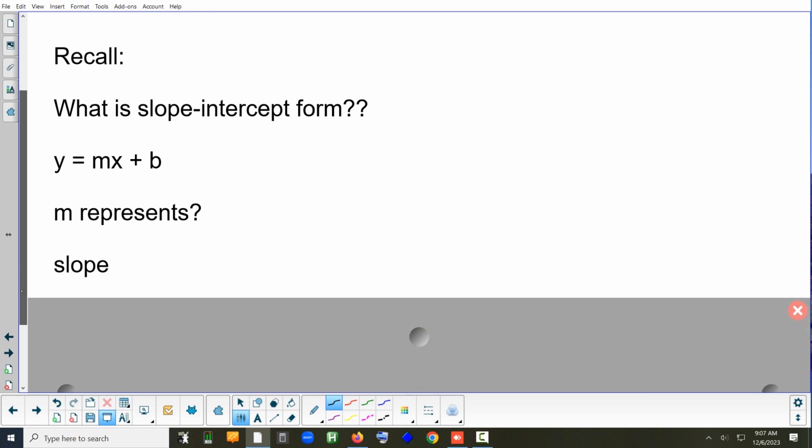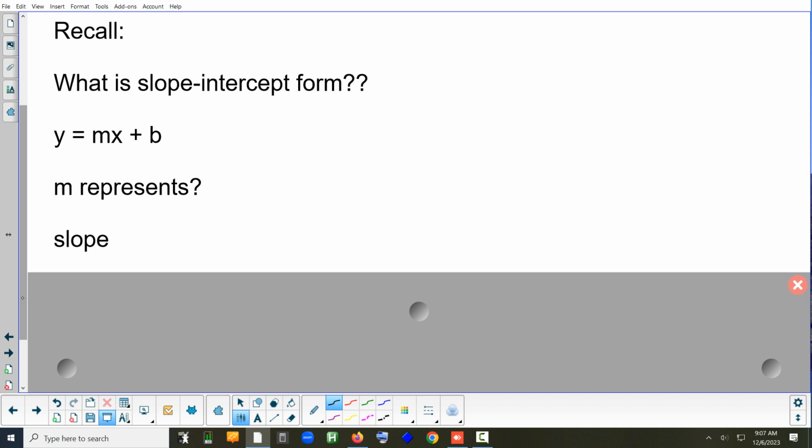And what does slope mean again? It's like the rise over run. So essentially the slope measures the what of the line? The angle, like the steepness of it. So the slope measures how steep it is.